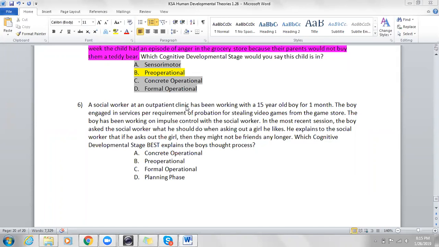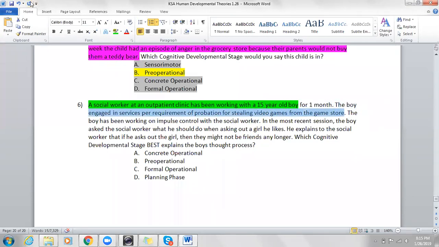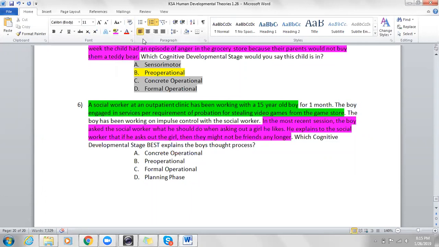Okay. So we're torn between A and C. Let's look. Outpatient clinic with a 15-year-old boy. The boy engaged per requirement for stealing video games. So some impulse. In the most recent session, the boy asked what he should do when asking out a girl he likes, and he explained they may not be friends any longer if it doesn't work. Some cause and effect type jazz going on here. So planning phase is not it because that's a stage of change, and it's not pre-operational.